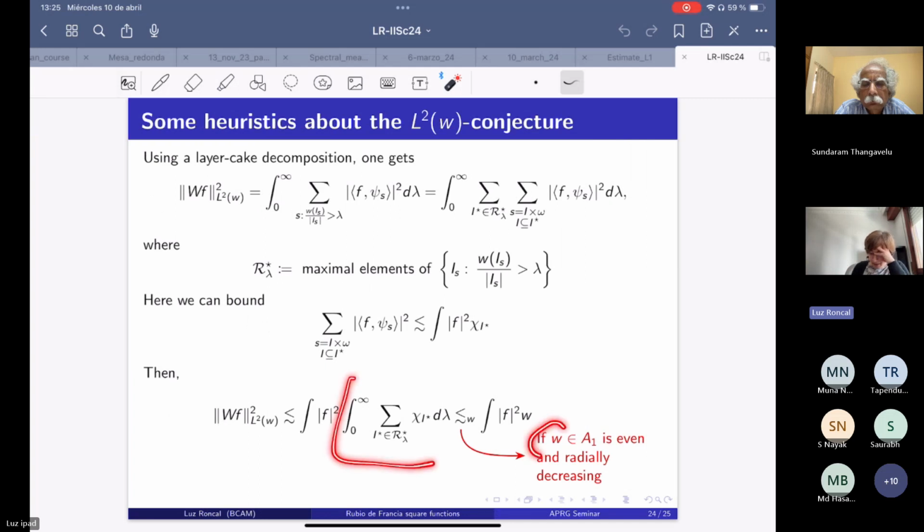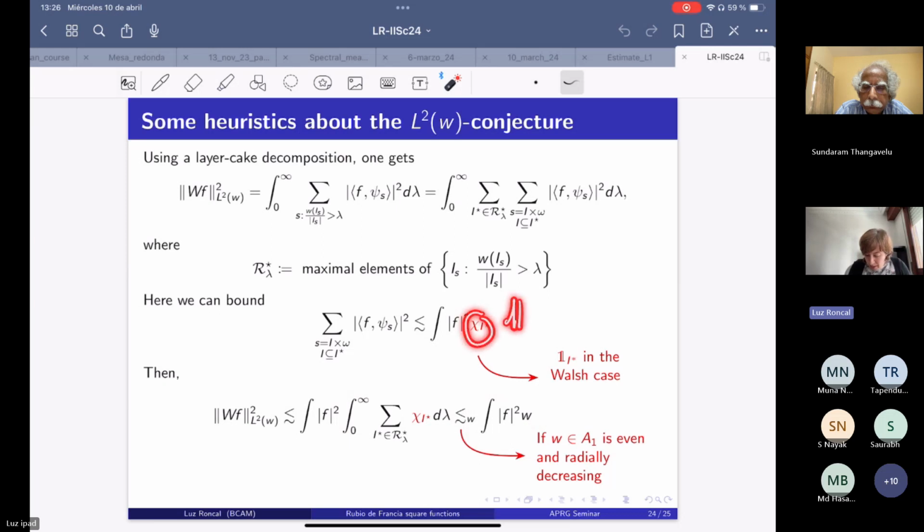Actually, if your weight is even and radially decreasing, you can cook up and actually get the estimate you want. Great. But also, if now we come back to the worst case, in which I mentioned that the point is that you don't have tails, this chi is actually an I star, the rough interval, and 0 everywhere else.